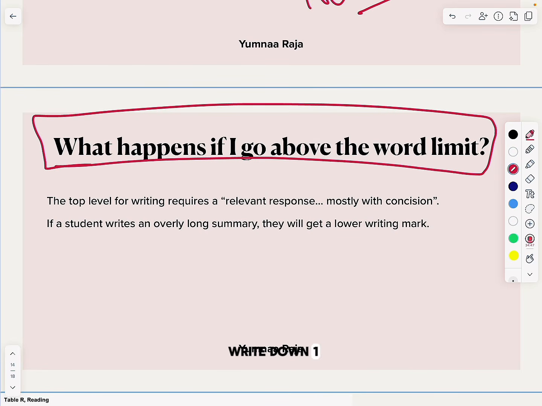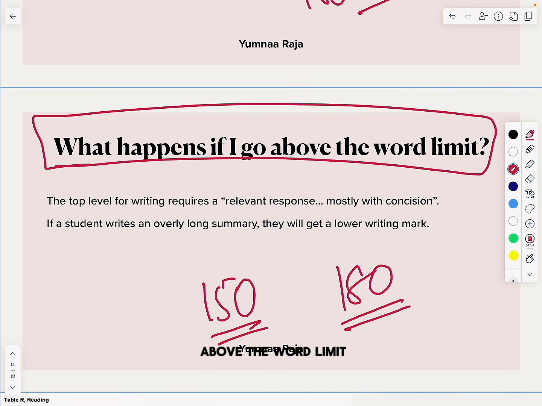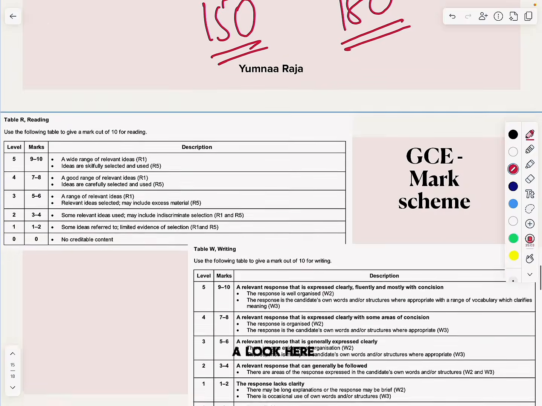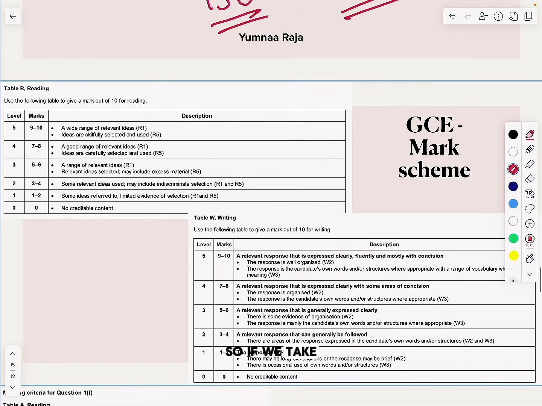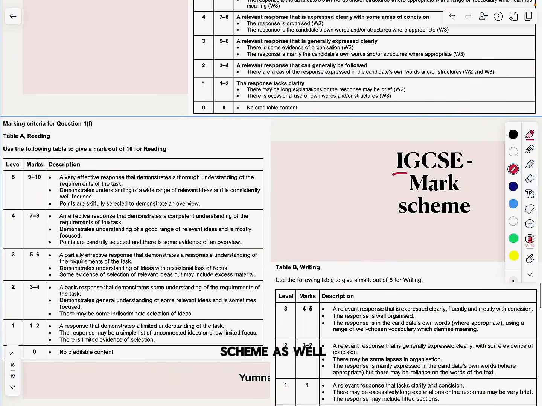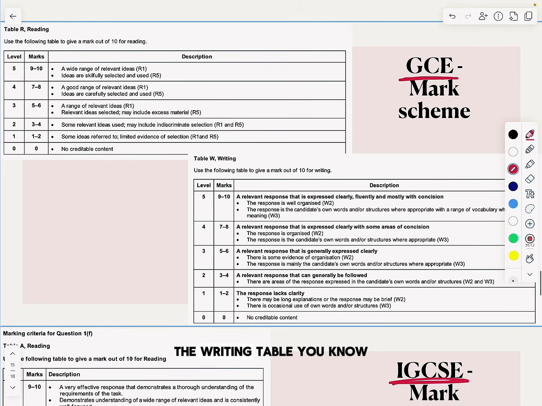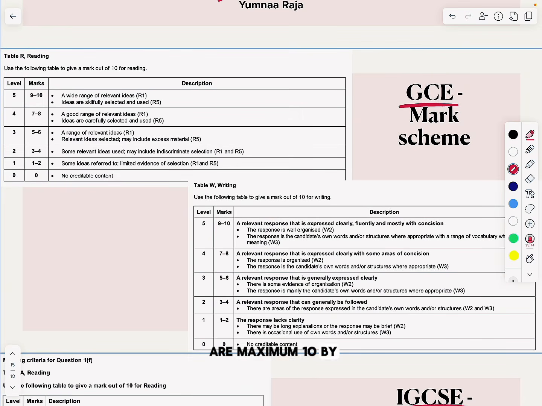I was supposed to write down 150 words in a summary. Am I going to lose marks if I write 180 words for going above the word limit? No. But then why do I lose marks? The reason that you lose marks is, I want you to take a look here. If we take a look at the GCE mark scheme, and then the IGCSE mark scheme as well, the marks for writing are a maximum of 10. By the way, this is the content part.